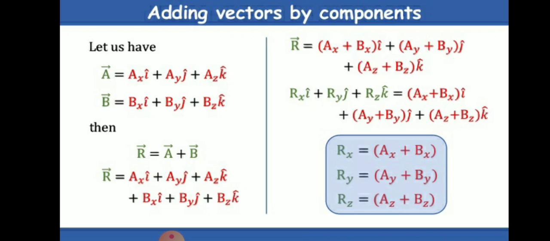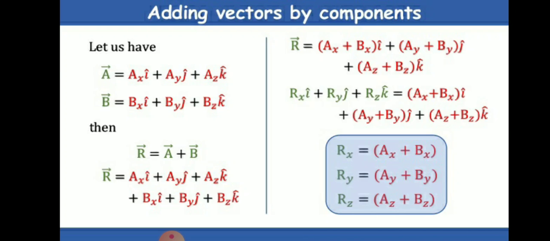So the resultant vector r is equal to the sum of two vectors, vector A plus vector B. Now you have to put the value of vector A and vector B. Therefore vector r is equal to ax i cap plus ay j cap plus az k cap plus bx i cap plus by j cap plus bz k cap.